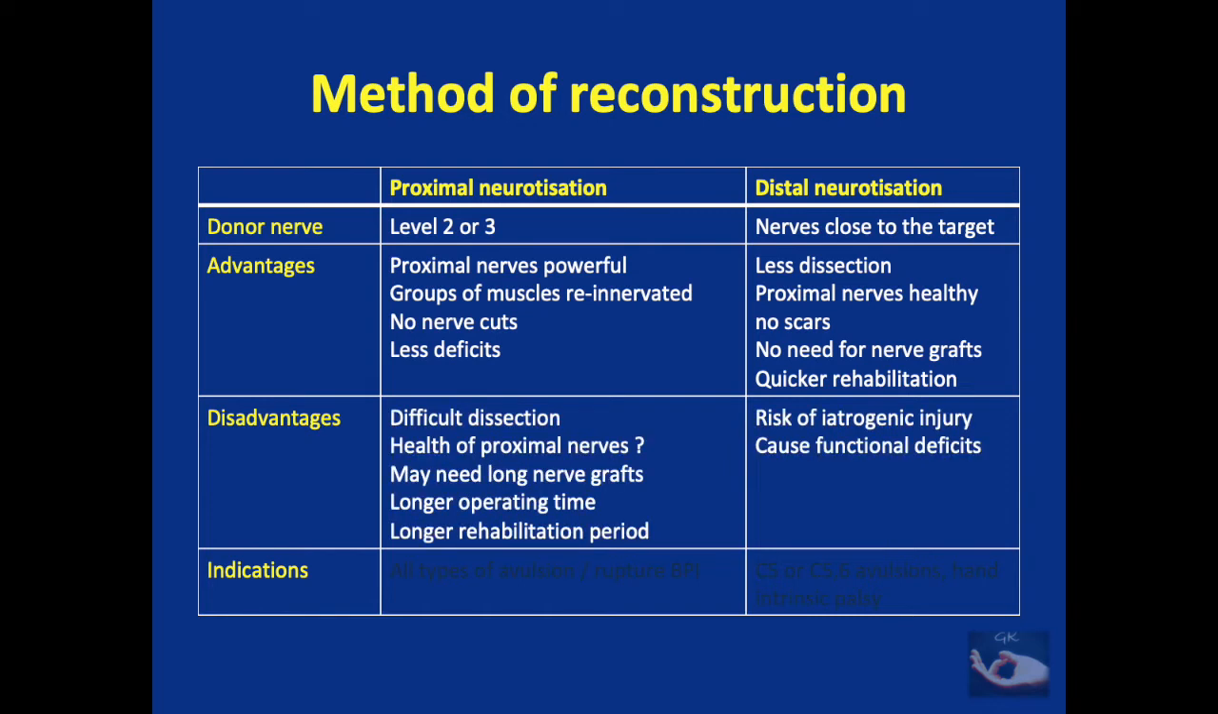The disadvantages of proximal neurotization are difficult dissection of the trunks or cords or the roots, and we may need longer nerve grafts and longer operating time, and obviously a longer rehabilitation period. Whereas in distal neurotization, we may have an iatrogenic injury because we'll be transferring some nerve. There may be a deficit there. More proximal neurotization can be done in all types of avulsion or rupture of the brachial plexus, whereas distal neurotization is usually ideal for C5 or C5-6 avulsions and in hand intrinsic palsy.